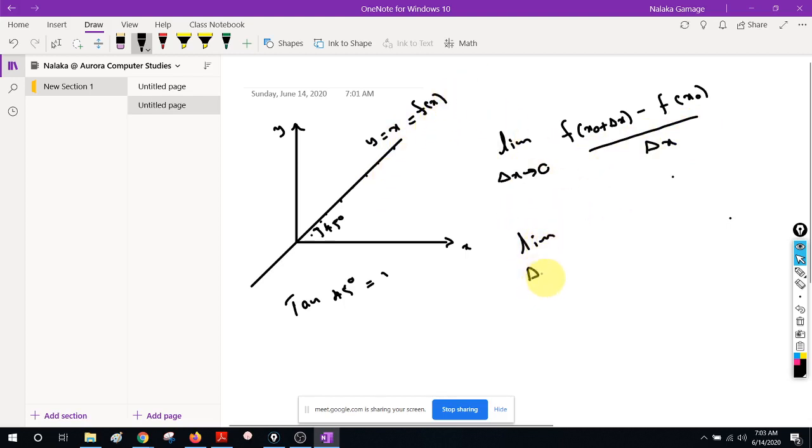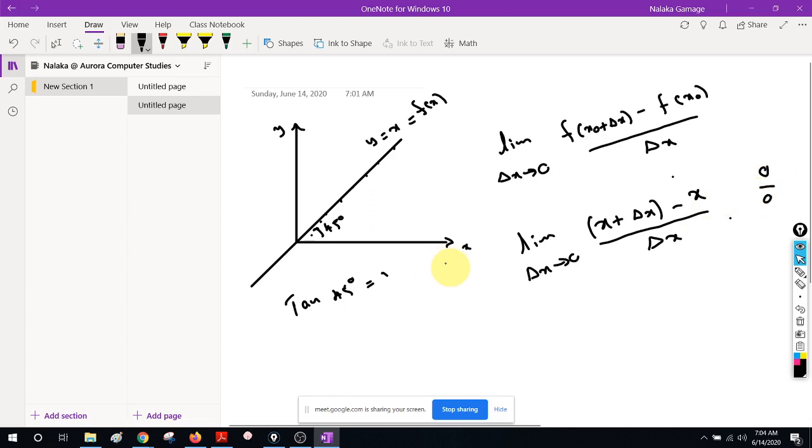Limit as delta x tends to 0. Now for x, I want to apply x plus delta x. Rather than x naught, we will just call it x plus delta x. So it's going to be x plus delta x, because when x is x plus delta x, y is also x plus delta x. That is this one minus f(x), and we know that f(x) is x, divided by delta x. Now if I just apply delta x equals 0, what happens? This becomes 0, then x minus x becomes 0, and delta x being 0 gives 0 divided by 0.